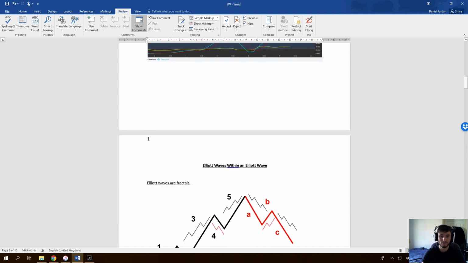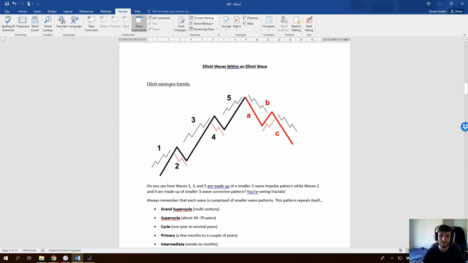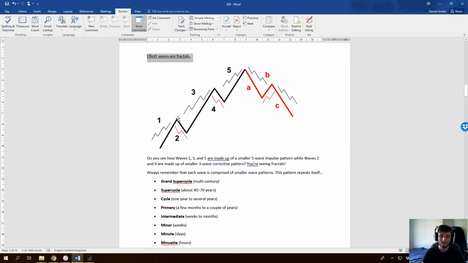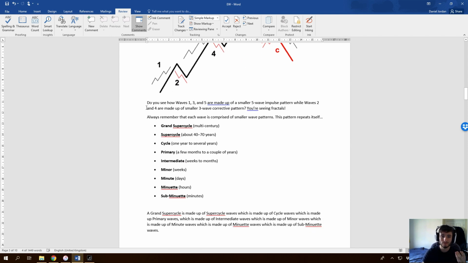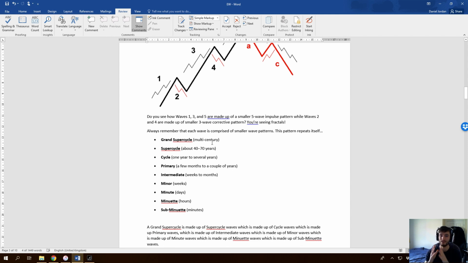It's great. So Elliott waves within an Elliott wave. As you can see here, the 5 and the 3 are all subdivided by more Elliott waves, and this is because, remember, this is why you get the subwaves within the Elliott waves, because they all follow this cycle.